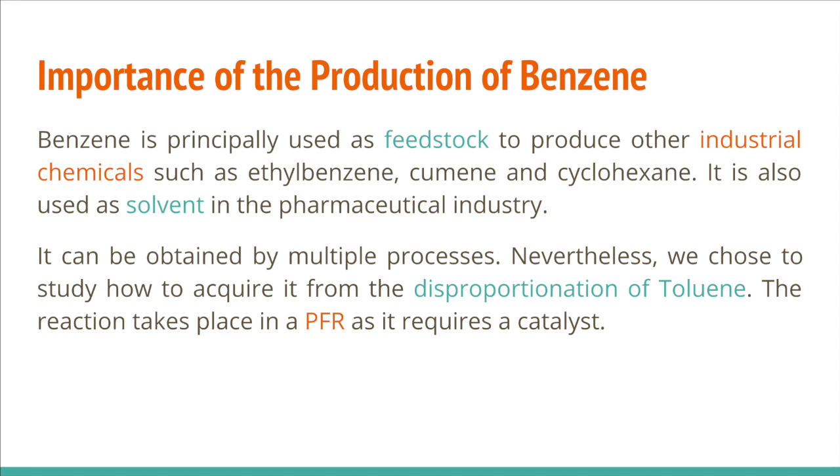Benzene can be obtained by multiple processes. However, we chose to study how it can be obtained from toluene. The reaction, as we will see later on, takes place in a PBR because it requires a catalyst.